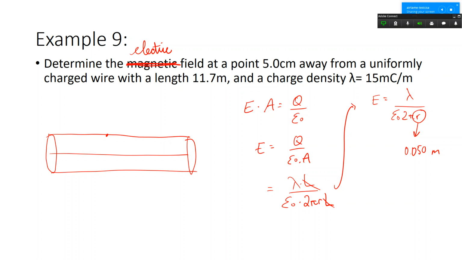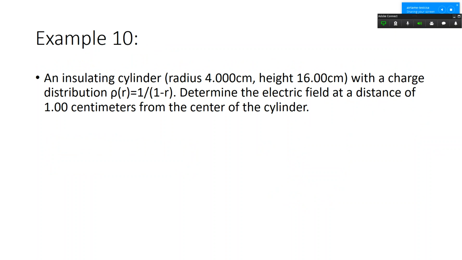Let's do one more Gauss's law example, and then we'll take a break, and then we'll go on to circuits. So I have an insulating cylinder with a radius of 4 centimeters and a height of 16 centimeters with a charge distribution of whatever that is. Determine the electric field at a distance of 1 centimeter from the center of the cylinder. So if I were to draw this, it's not a toilet paper this time, it's a full-on cylinder that's full everywhere.